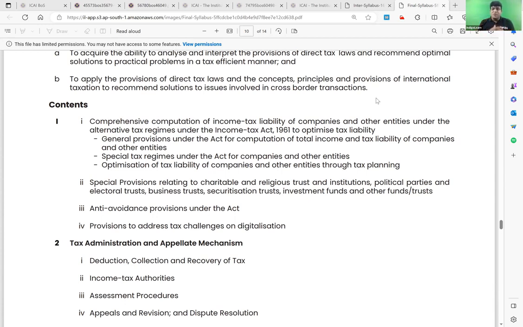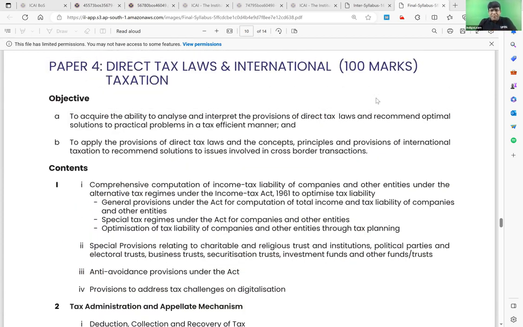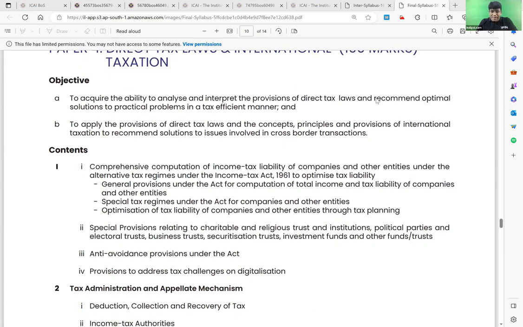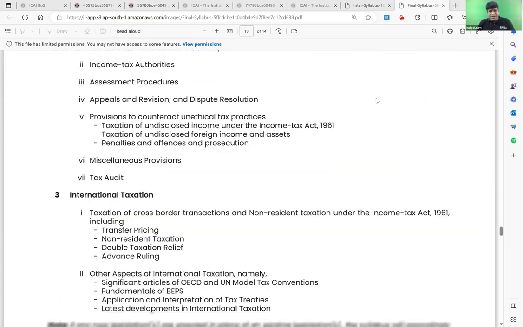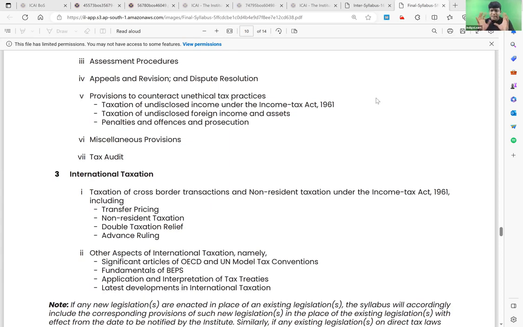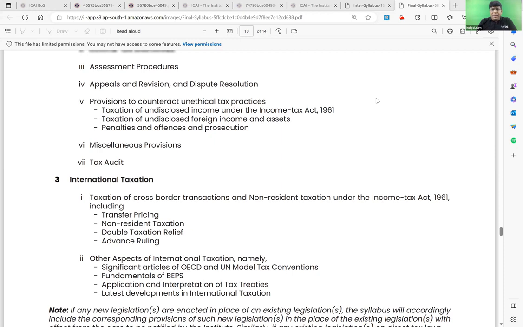Some more advanced discussion was done at Final level. But now, if I look at the direct tax and international taxation 100 marks paper, going ahead, first with respect to international taxation, this looks more or less the same. That is transfer pricing, non-resident tax, double taxation relief, advance ruling. Those all look intact, including the other aspects of BEPS, OECD and model conventions, application of treaties. All this remains the same.